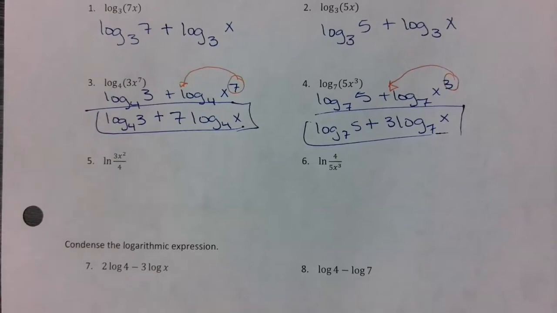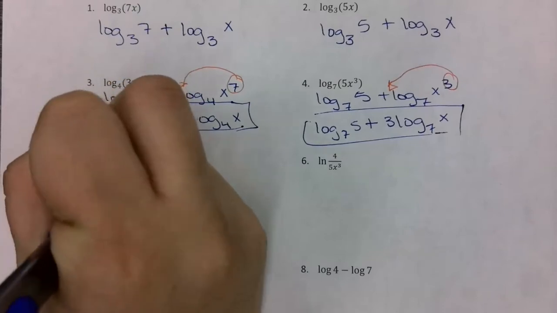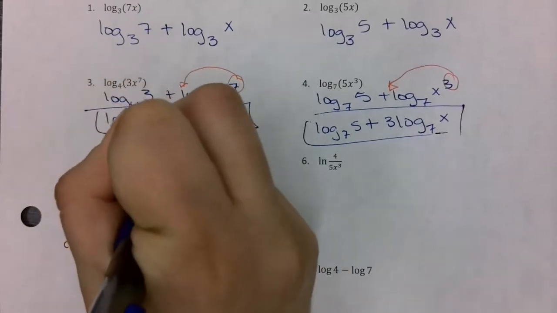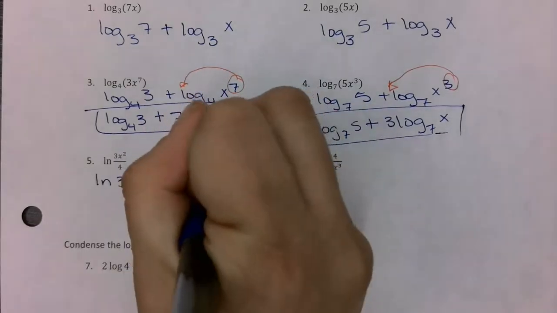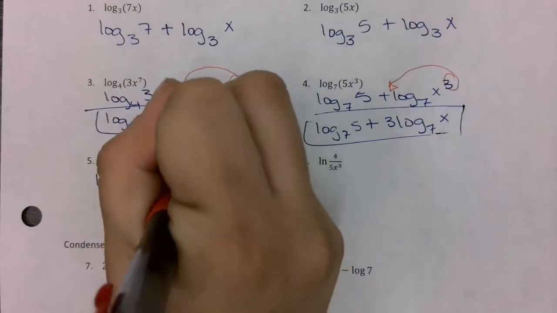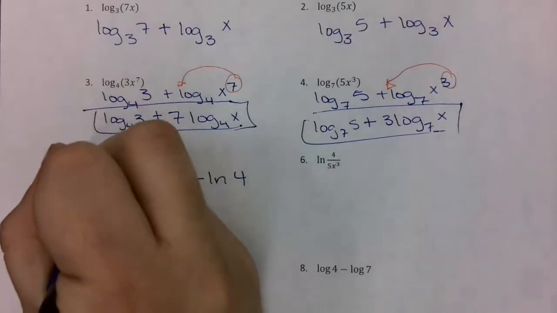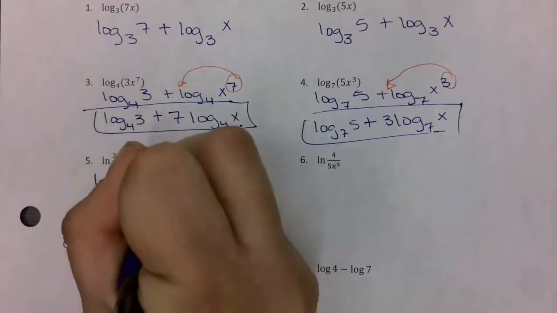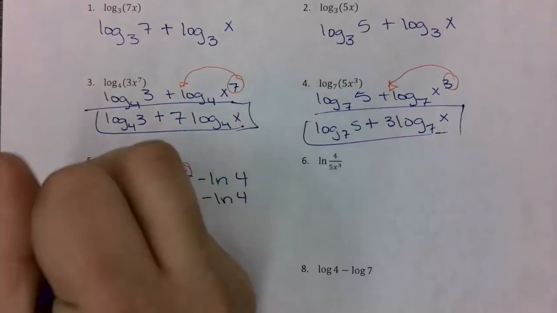LNs work the same way. They are just ln. So I'm going to have ln 3 plus ln x squared, because those two are on top of the fraction. Then I have minus ln 4, because that was on the bottom. The exponent is going to move out front. Then I have ln 3 plus 2 ln x minus ln 4.